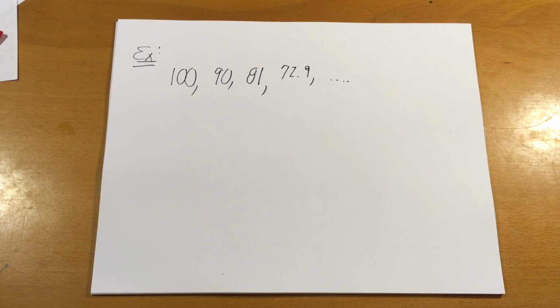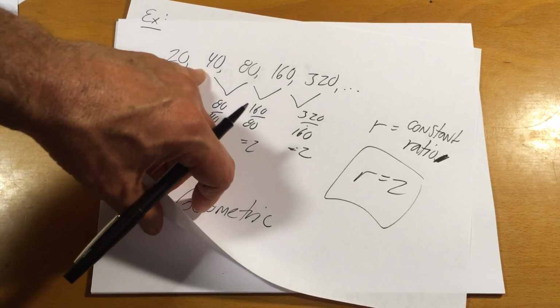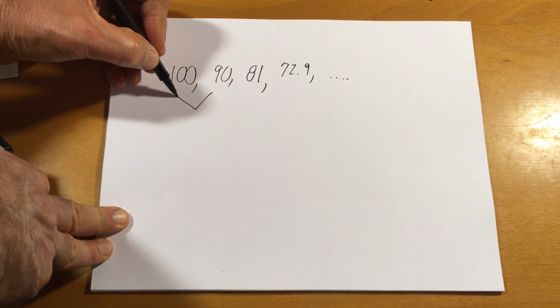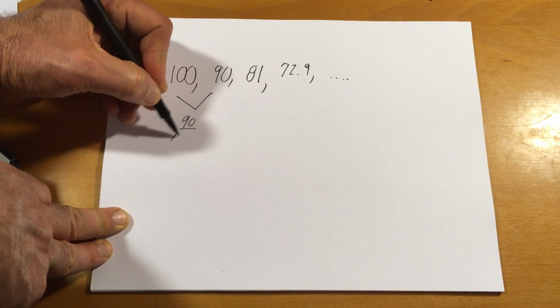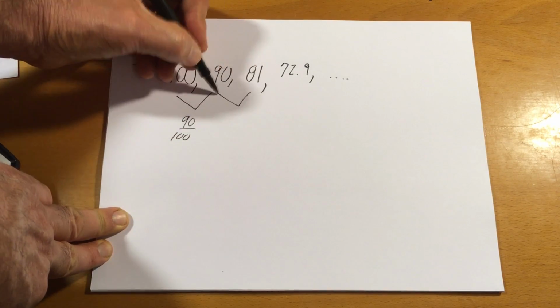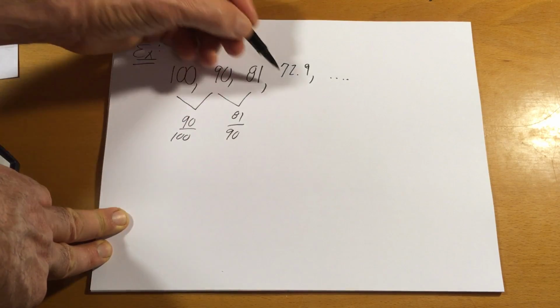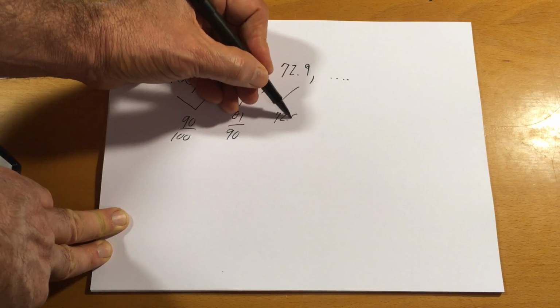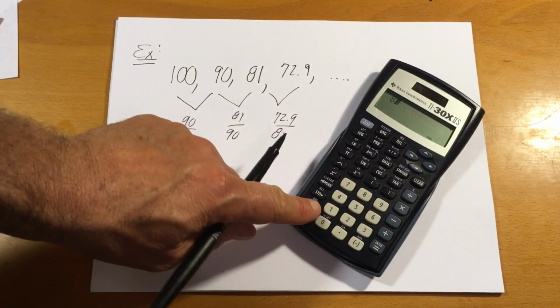Now, sometimes it is, right? If you think about the previous example, we could just look at this and see, well, this is multiplied by 2 each time. On this one, it's not so clear, so let's use the same method. So we take one term and divide it by the previous term, so that's 90 divided by 100. One term divided by the previous term, so that's 81 divided by 90. One term divided by the previous term, so that's 72.9 divided by 81. I'm just going to use a calculator real quick.